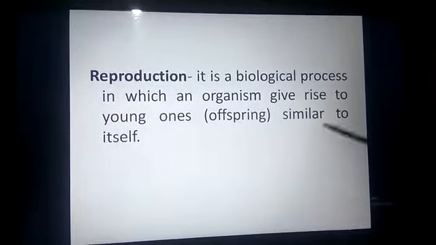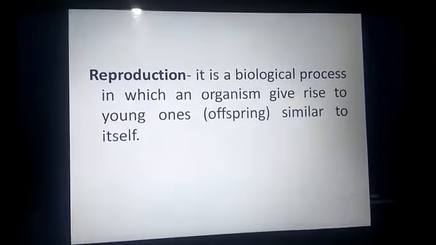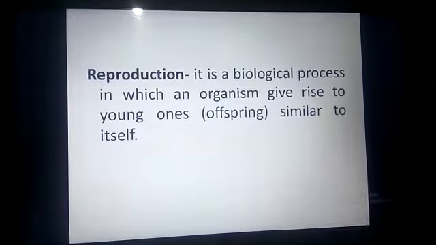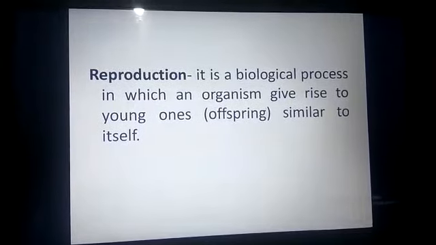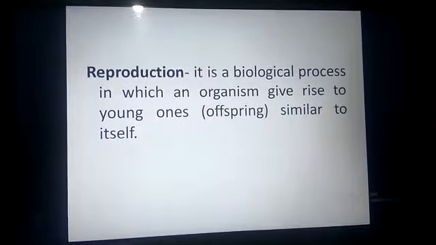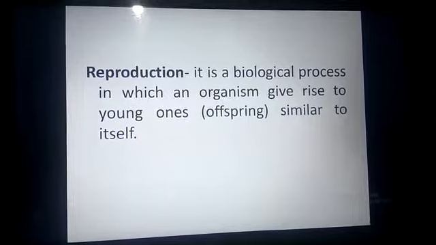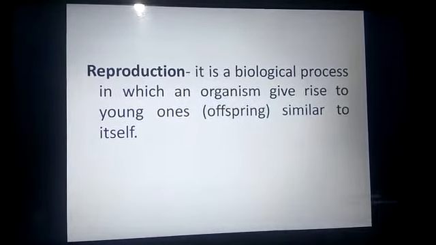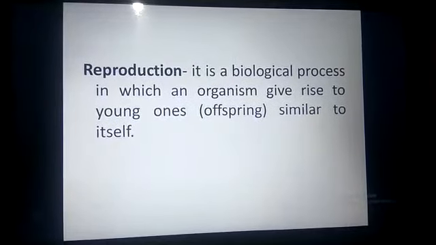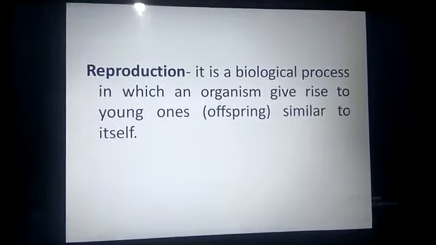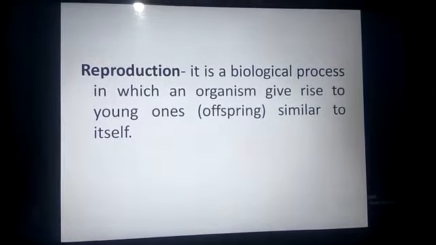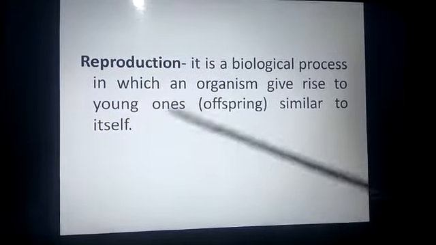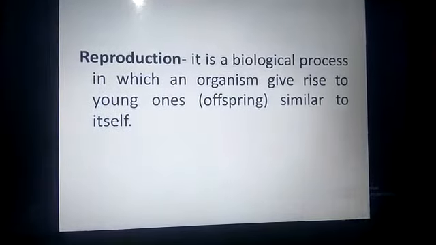The meaning of similar to itself, let's take an example. Humans should produce a young one or baby that will grow into a human. Similarly, a dog must produce a puppy that will grow into a dog. Similarly, a cat should also reproduce a kitten that will grow into a cat later on. So that is the meaning of producing a young one or offspring similar to itself.